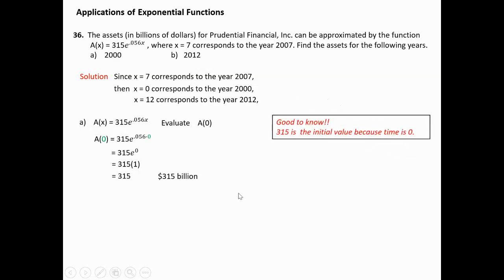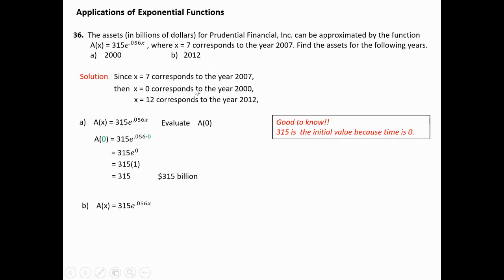Now for B part, but this is good to know, guys. The initial value, because t is 0, right? When t equals 0, whatever the value is, this will be your initial value. So it'll be 315. It's good to know for some of the word problems where you have to find the function. I believe that will be on the next slide. But for now, let's continue with B.